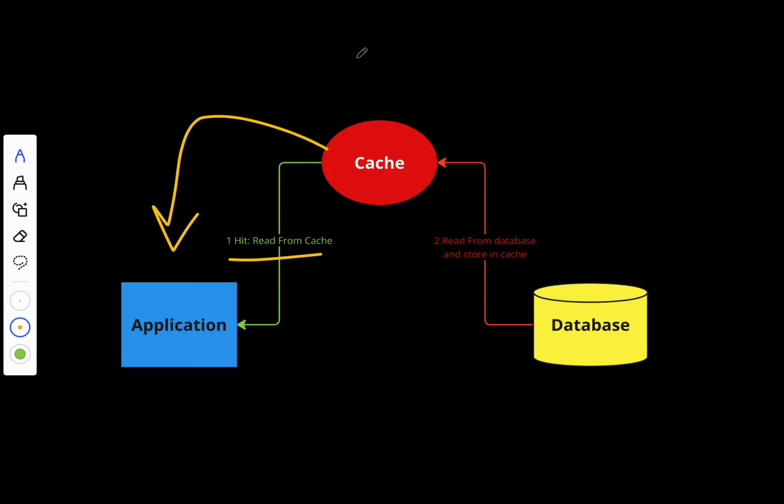But what should we do if the data is not there? If the data is not there, we call this a cache miss. If the data is not found, the read-through cache layer fetches the data from the database. After that, we update the cache. The data is read from the database and stored in the cache for future use, and it will be returned to the application. So the data is cached for future requests.